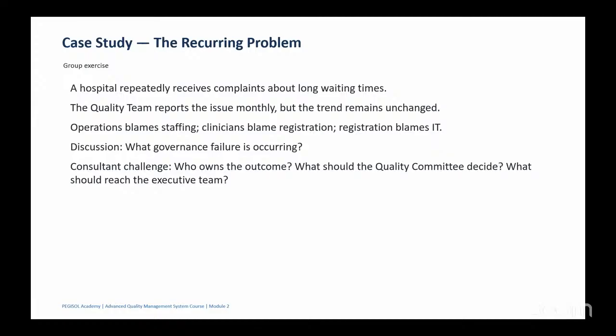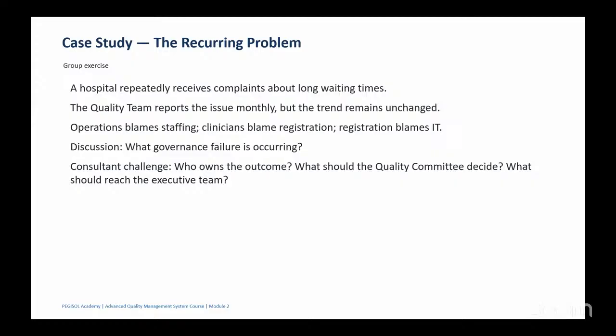So let's say, for example, now you have a recurring problem. A hospital repeatedly receives complaints about long waiting time. The quality team reports the issue monthly, but the trend remains unchanged. Operations blames staffing. Clinicians blame registration, and registration blames IT. Discussion: what governance failure is occurring? I'll take that again. A case study.